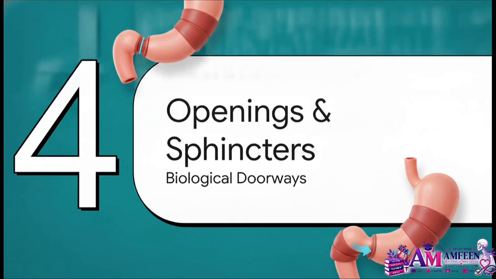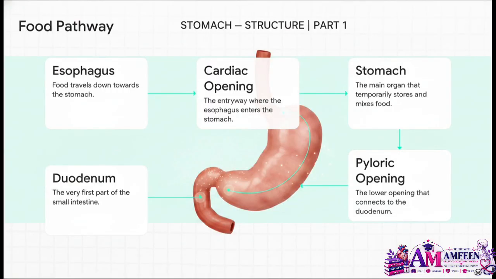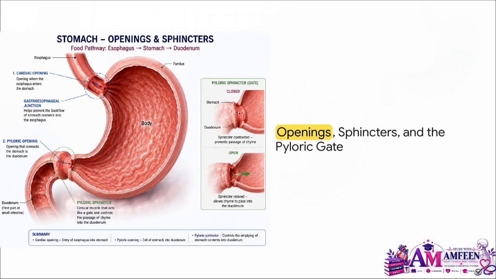Up next, Section 4. Openings and sphincters. The stomach has 2 really important openings. The upper opening is where the esophagus enters the stomach. This is the cardiac opening. The lower opening connects the stomach to the duodenum. This is the pyloric opening. At the lower end is the pyloric sphincter. It acts just like a gate and controls the passage of stomach contents into the duodenum. The region at the gastroesophageal junction also helps prevent the backward movement of gastric contents into the esophagus.